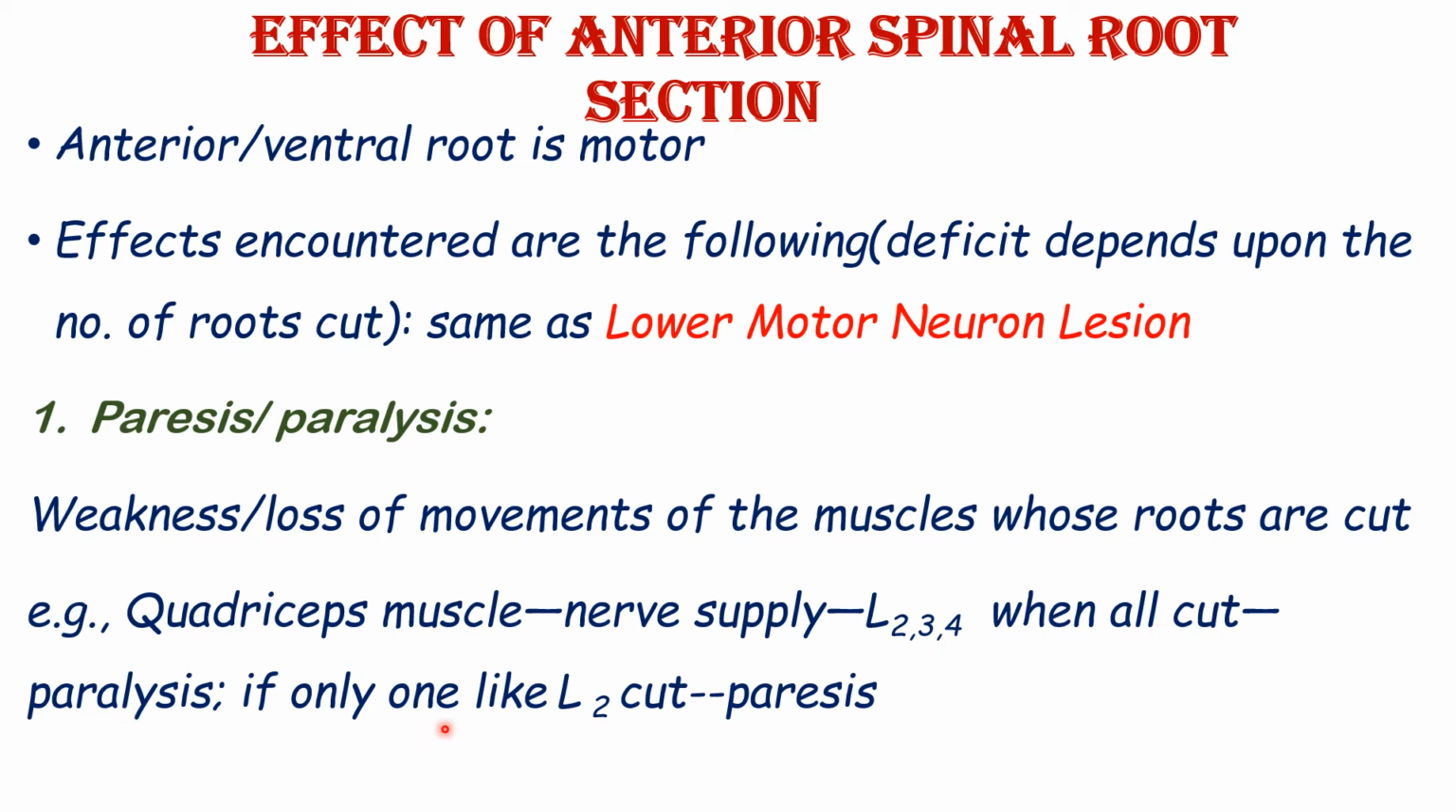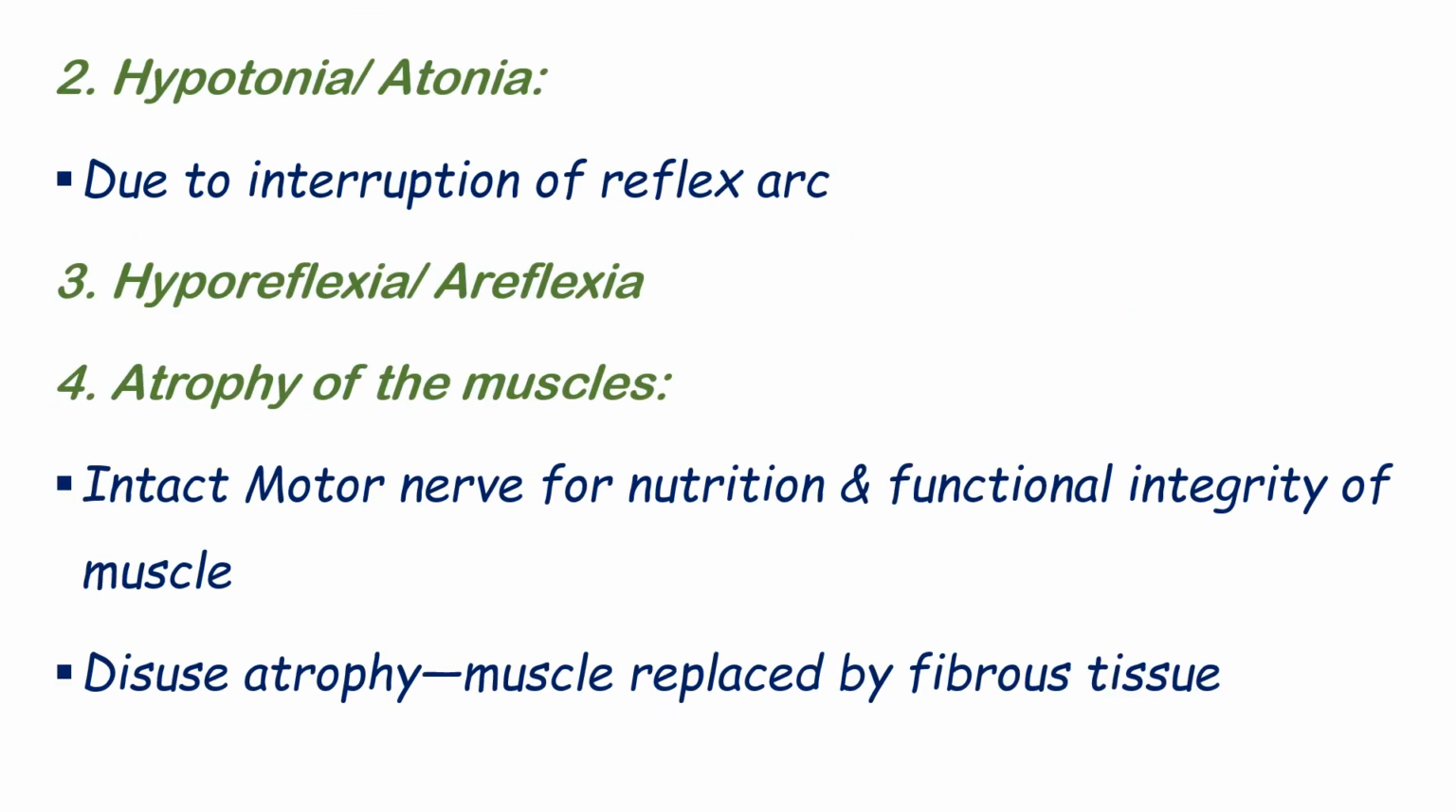But if only one, let us take an example, only the L2 fibers are cut, what will we get? We will get weakness. So the muscle will not be completely paralyzed, but it will be weak. So the quadriceps muscle will be weak, and then the extension of the knee will be affected. But if the whole of the nerve supply is cut, then the muscle becomes totally paralyzed.